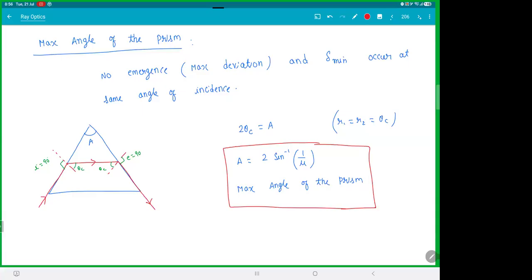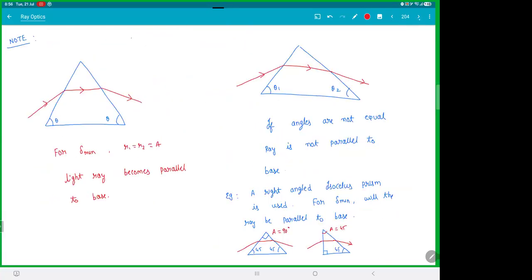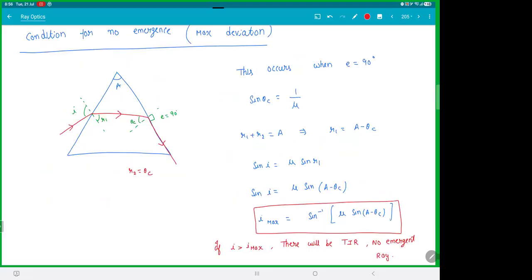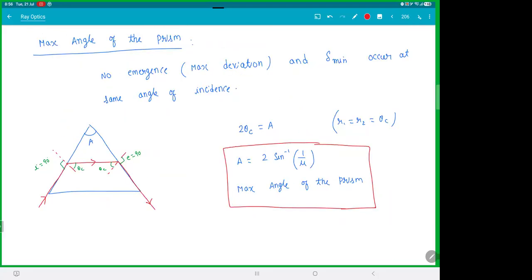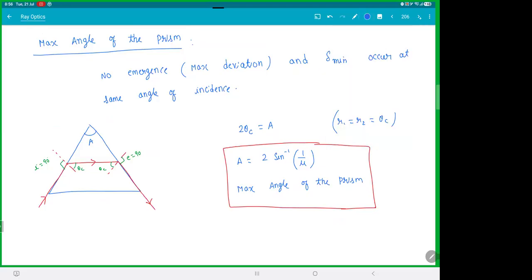So total 3 cases: minimum deviation, where for an isosceles prism the light ray becomes parallel to the base; maximum deviation; and maximum angle of the prism. All clear so far? That's it. That is all the theory for this.